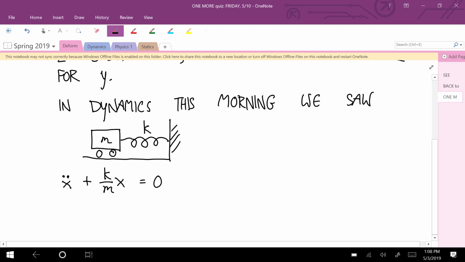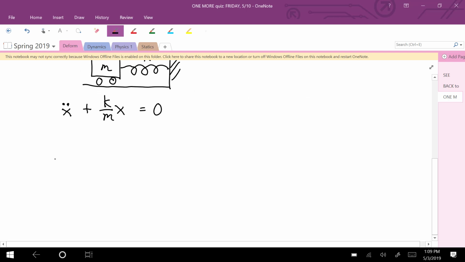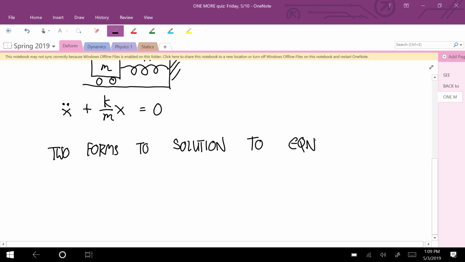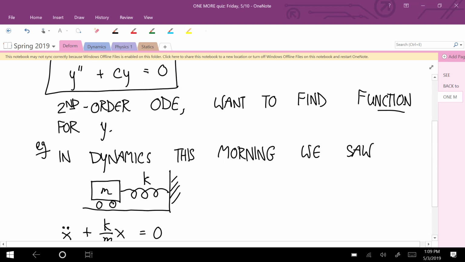There are two ways to solve this system. This is sort of an aside, for example. There are two forms to the solution to the equation, where I'm writing it as y double prime plus c times y is equal to 0.